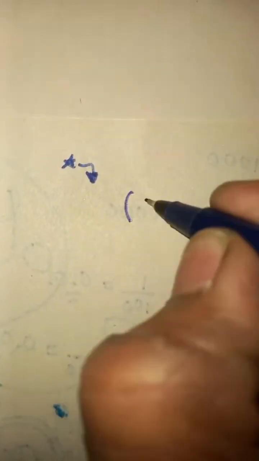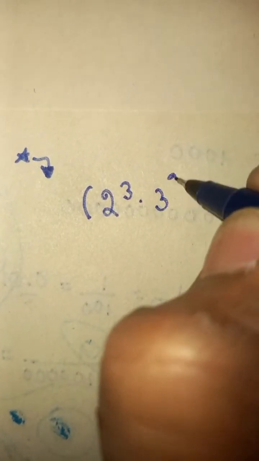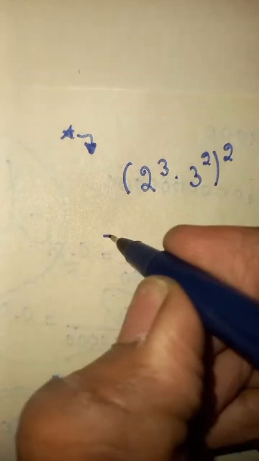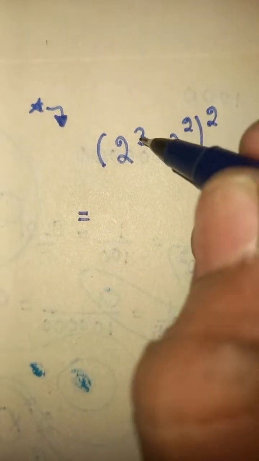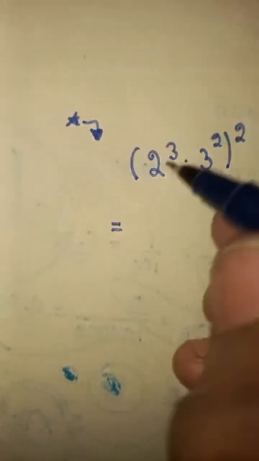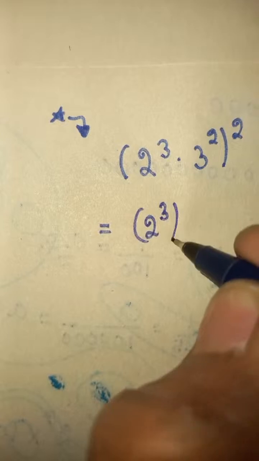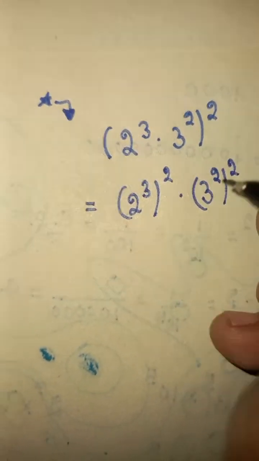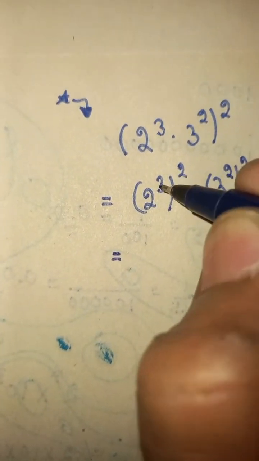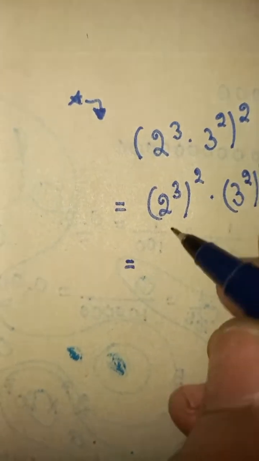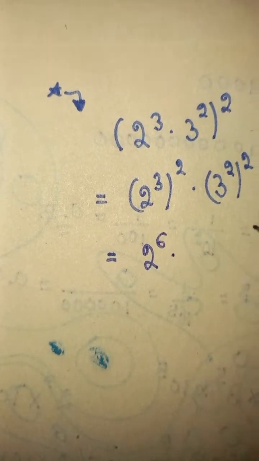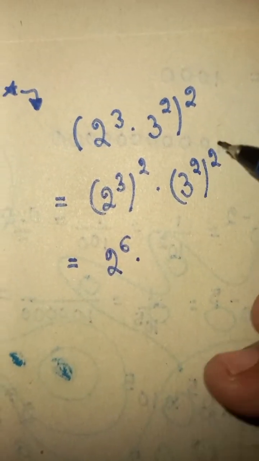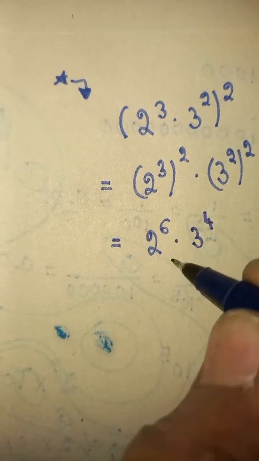Now I start by taking exponent problems. Here they are giving 2 cube whole square times 3 square whole square. When they have given a whole square, it applies to both this number and this number. So it will be equal to 2 cube whole square times 3 square whole square. You need to multiply the powers inside and outside of the bracket. 3 times 2 is 6, so it becomes 2 power of 6. Here also 2 times 2 is 4, so it becomes 3 power of 4.